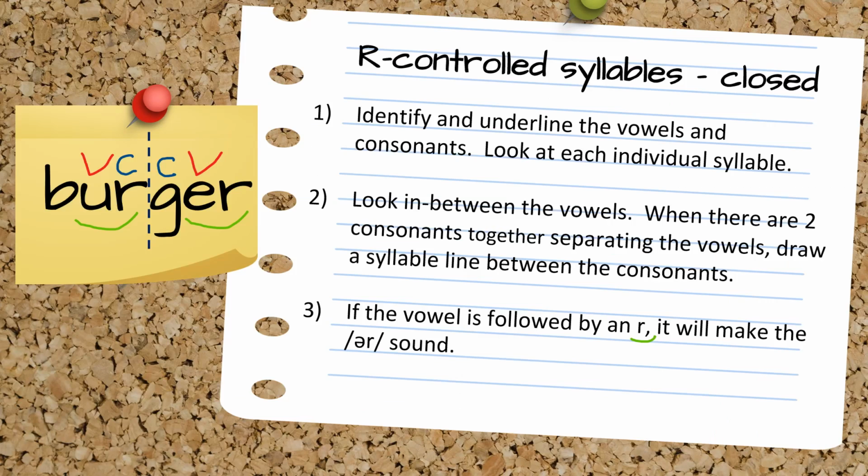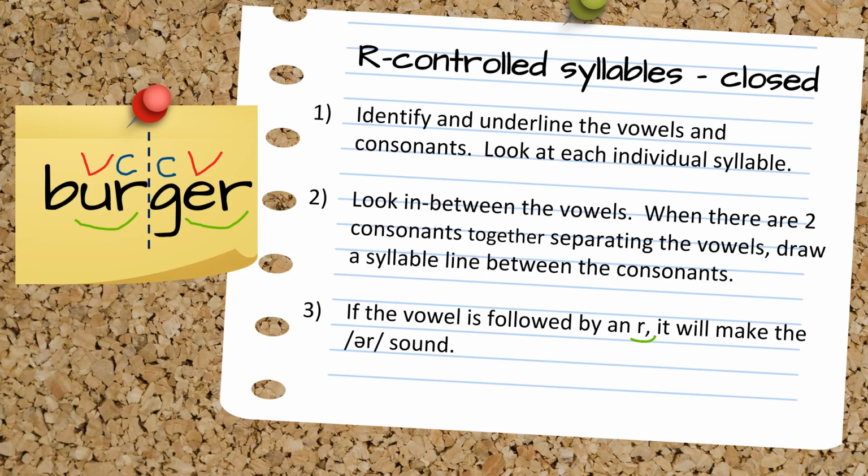Alrighty, here's a third example. This is going to start sounding very familiar. Look at the word. Mark the vowels in the word with a V. Look at the letter or letters between the vowels and mark the consonants with a C. This example has 2 consonants in between the vowels. You are going to separate the consonants with a syllable line.